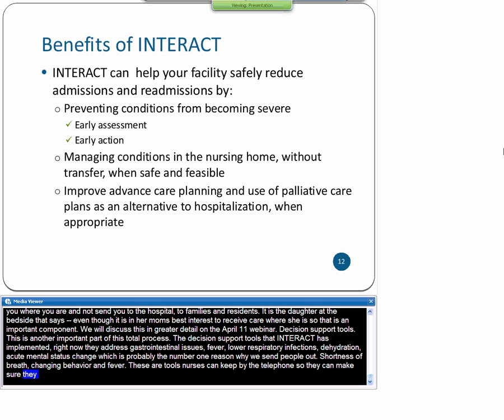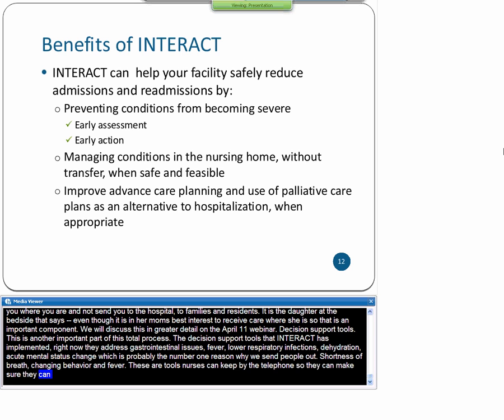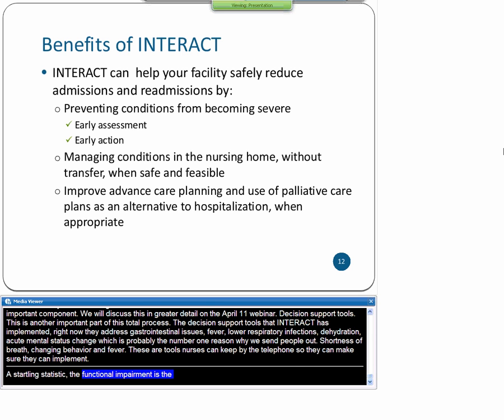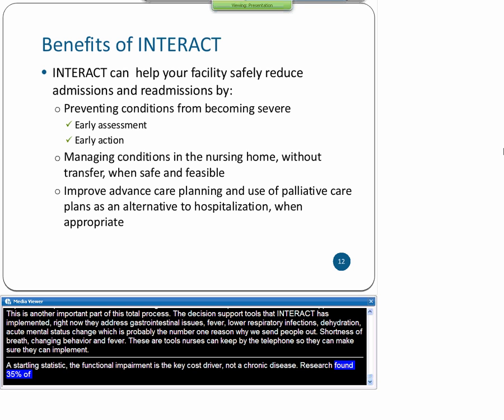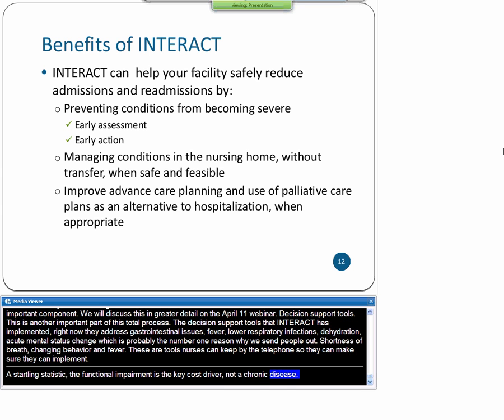A startling statistic, which I don't have a slide for you, and it just came to my attention, but I will share it with you. The functional impairment is the key cost driver, not a chronic disease. Research found that 39% of elderly with one or more chronic conditions and functional impairment had at least one inpatient hospital stay, compared to 15% of elderly with one or more chronic conditions alone. So the decrease in function, ADL function, seems to be a driver of hospitalization for those with chronic diseases.